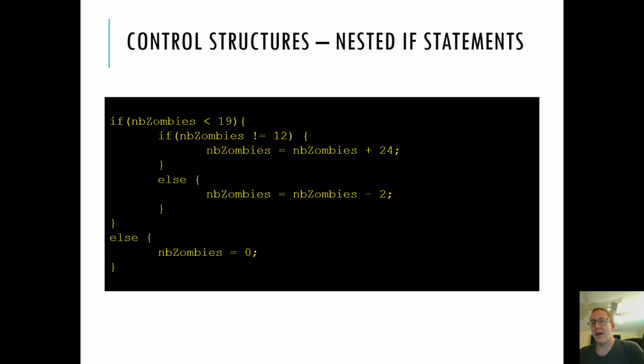So, what if I wanted the number of zombies to be less than 19, not equal to 12? I could have something like this, where if the number of zombies is less than 19, I set the number of zombies equal to 0. Otherwise, I check to see if the number of zombies is equal to 12 or not, and set the values accordingly. That would be another example.